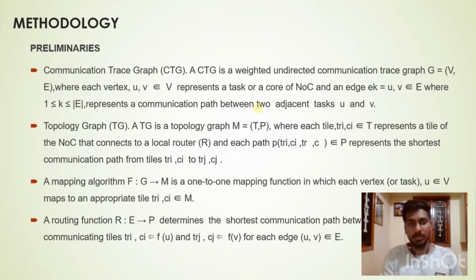Mapping algorithm: how they are mapping from a task graph G to a mesh M. Find a function in which each vertex U maps to an operation, where V represents a task. How is one task mapped by the function? What is the routing function? The routing function is exactly similar to the mapping algorithm. It routes the shortest communication path between two tiles.